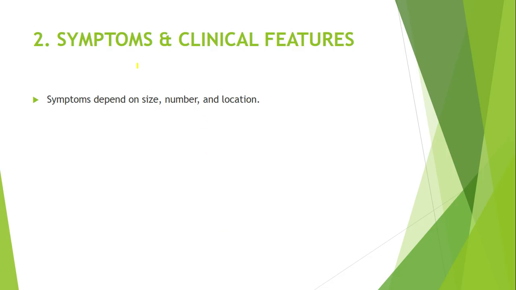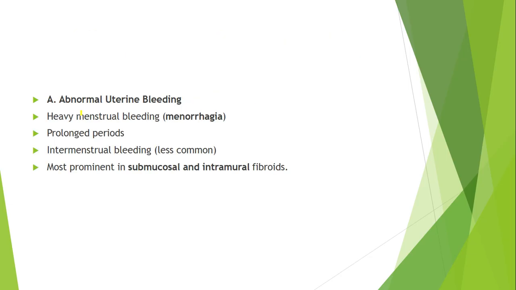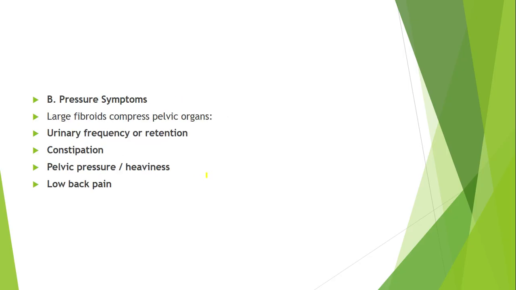So we'll be looking at the symptoms and clinical features of fibroids. The symptoms depend on size, the number and location of these fibroids. So first symptom on our list is abnormal uterine bleeding. So heavy menstrual bleeding, also known as menorrhagia, occurs in fibroids. Prolonged periods, intermenstrual bleeding, which is less common, most prominent in submucosal and intramural fibroids.